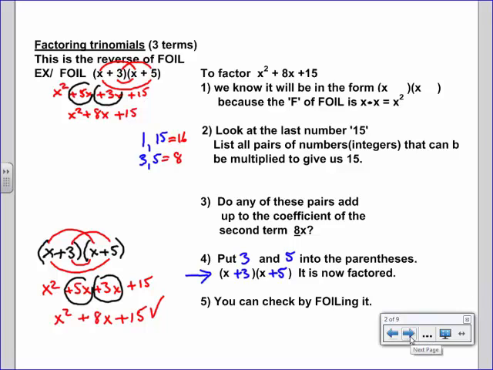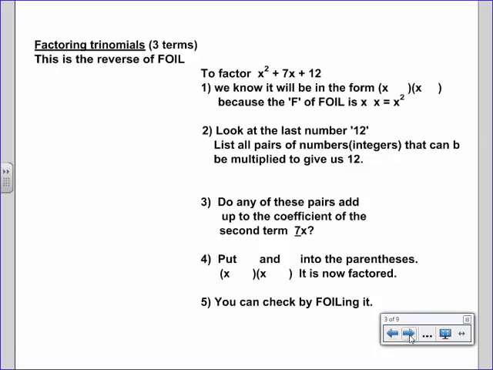Now there are some variations we're going to have to learn. But let's try another one like that. Factor x squared plus 7x plus 12. We know again that we're going to have x and x, because when we do the F of FOIL, the only way we're going to get x squared is if we go x times x.